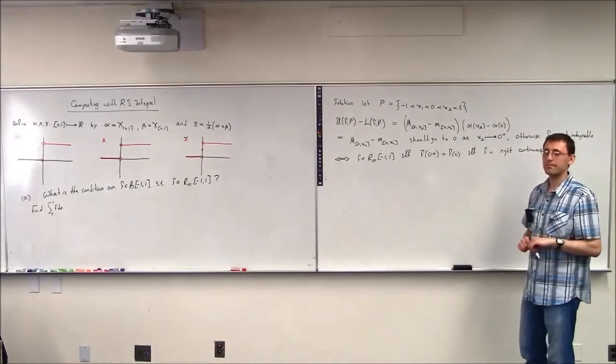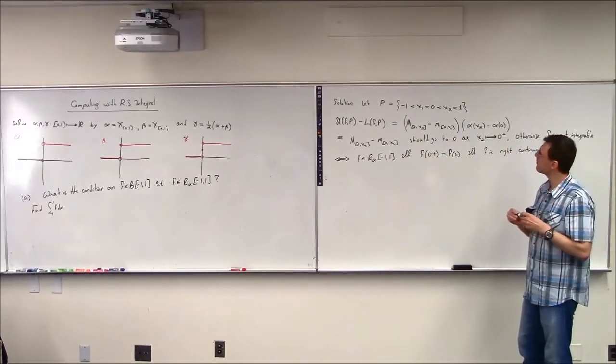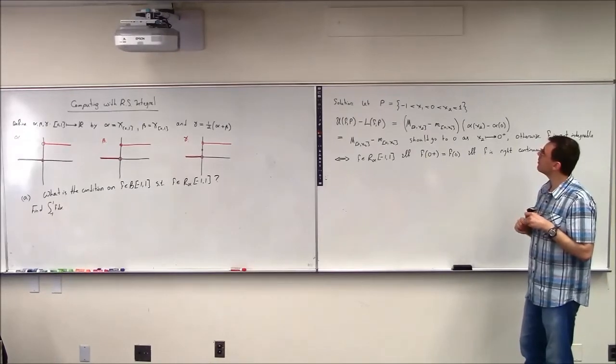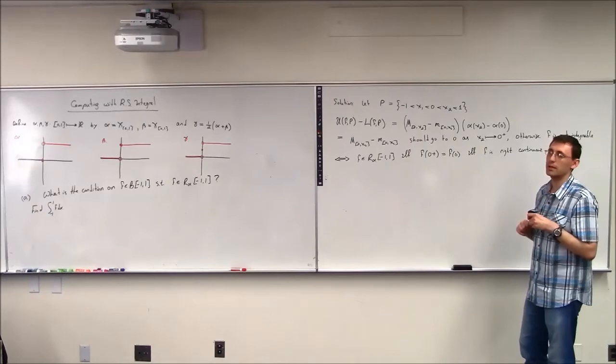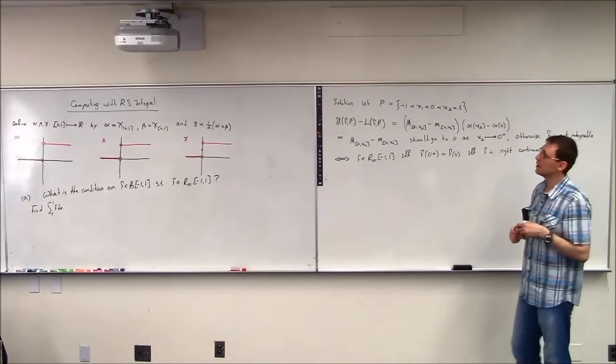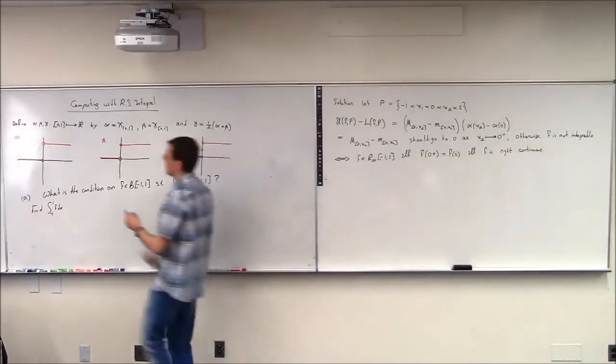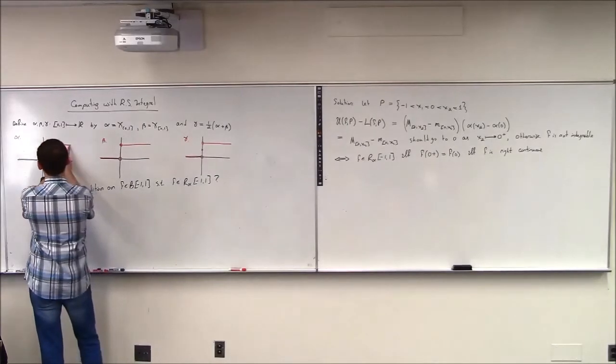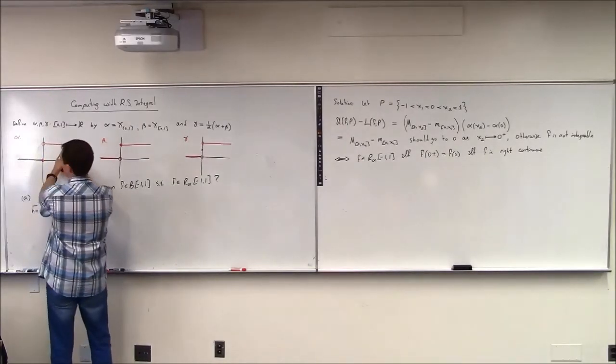Why from x2 to 1 does it vanish? Because they are both equal to 1. From x2 to 1, alpha of 1 and alpha of x2 both equal 1, so the difference is 0. In other words, no matter where I take x2 between 0 and 1, the difference is 0.